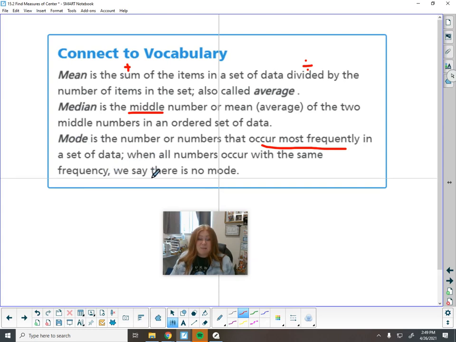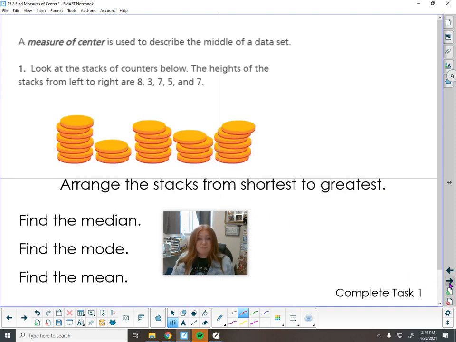Or if every number occurs exactly the same, if I had four of these, four of these, four of these, four of everything, we would say there's no mode because they all happen the same. So you could have zero modes, one mode, or several different modes.